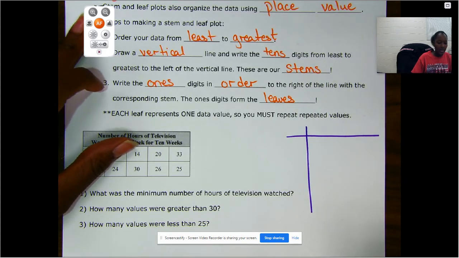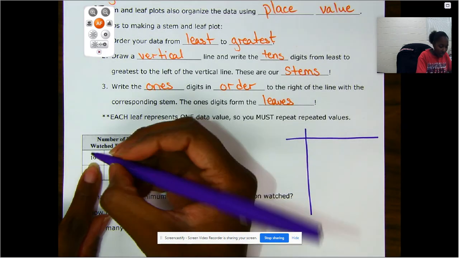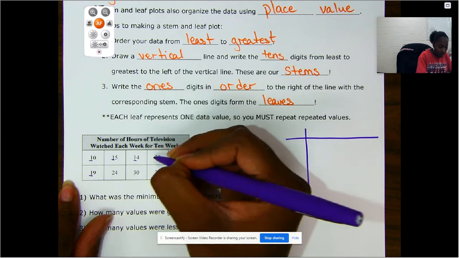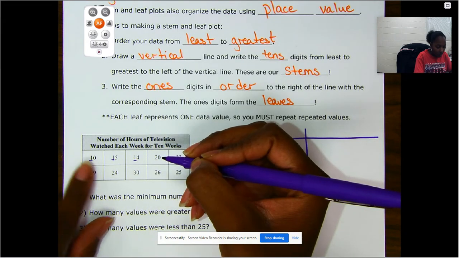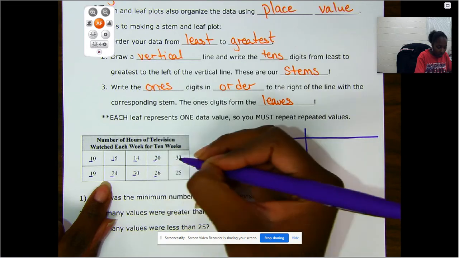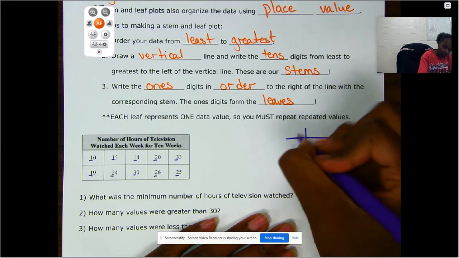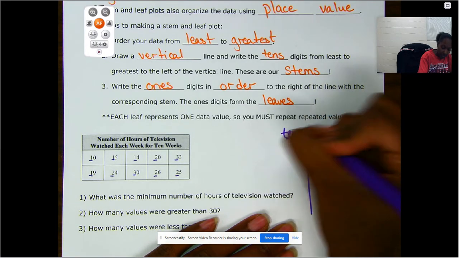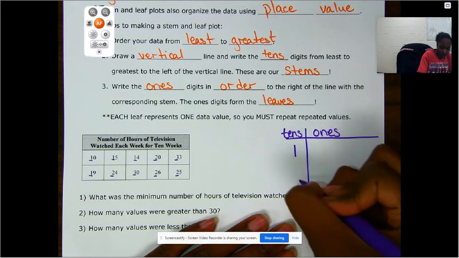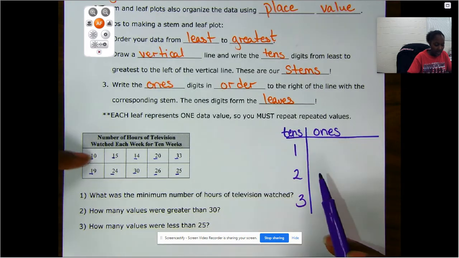Now, it said to write the tens. Here, if we look at this value, remember the tens position is this spot right here. So I have ones, I have twos, I have threes. Looks like 3 is my highest. So over here, my tens position, and if it helps you, I'm going to label it tens, and I'm going to put ones over here. Okay, so I have a 1, a 2, and a 3 as my tens position.